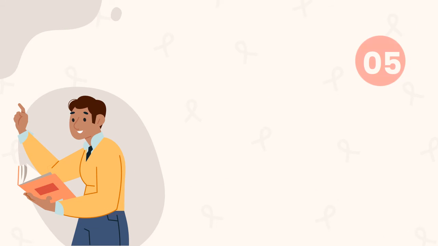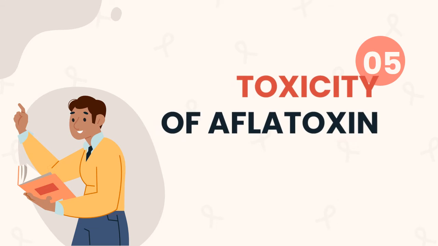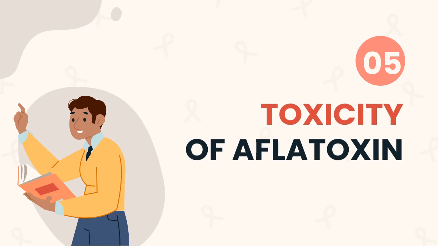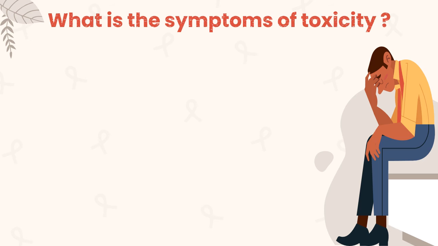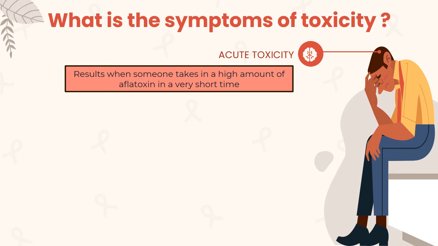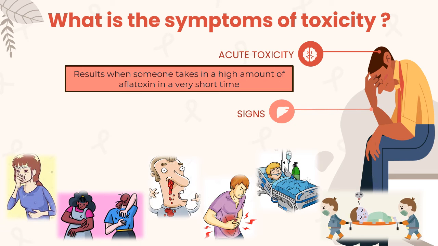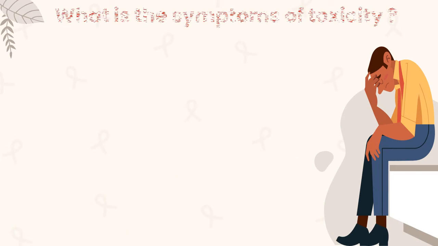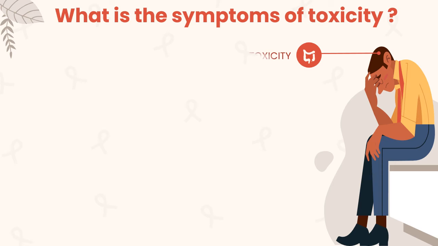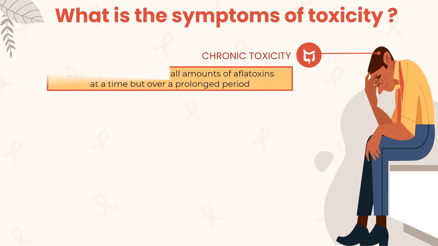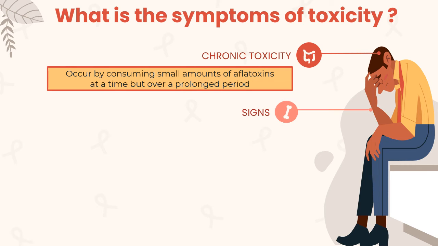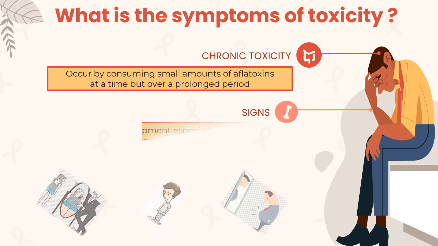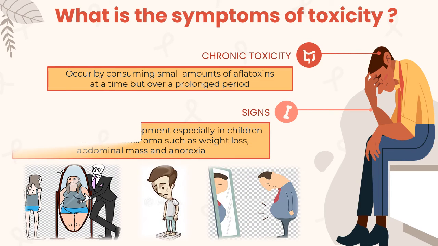Let us now discuss the toxicity of aflatoxin and the symptoms of each. The first is acute toxicity, which occurs when a large amount of aflatoxin is consumed in a short period of time. Nausea, itching, vomiting, bleeding, abdominal pain, coma, and death are the signs of this toxicity. Then, it can cause chronic toxicity, which occurs by consuming small amounts of aflatoxins at a time but over a prolonged period. Impaired growth and development, especially in children, and hepatocellular carcinoma, with signs such as weight loss, abdominal mass, and anorexia, are the signs of this toxicity.